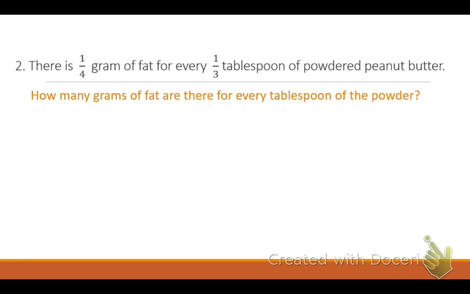So now I want you to do one on your own. This is a different scenario. There's a 1/4 gram of fat for every 1/3 tablespoon of powdered peanut butter. Okay, so now answer this question. How many grams of fat are there for every tablespoon of the powder? Okay, so it told me in the scenario 1/3, but I know what I need to do to these values to find the amount of 1, the unit rate. Okay, so did you go 1/4 divided by 1/3? Yeah. Okay, flip the 1/3, and it was 3/4 grams of fat per tablespoon of peanut butter. All right, how many got that right?